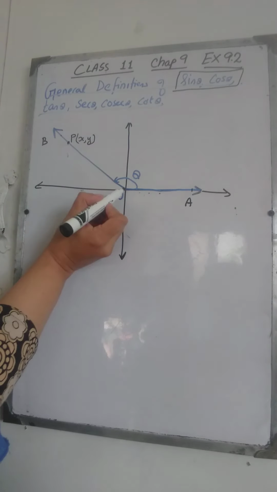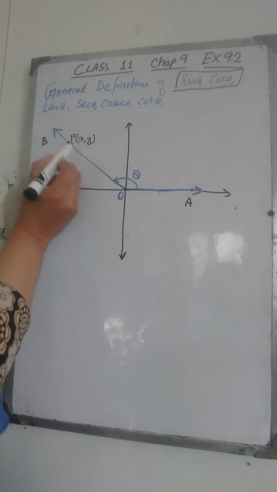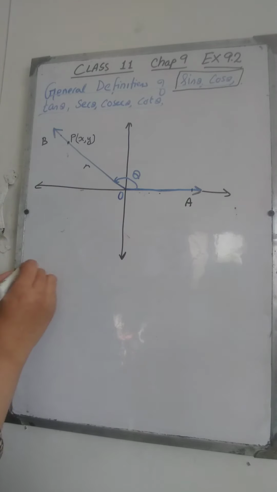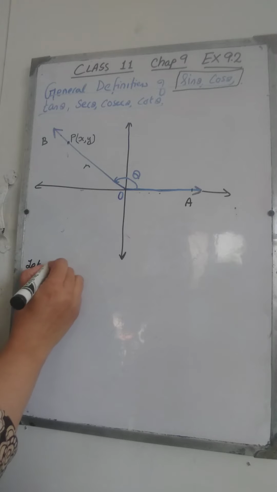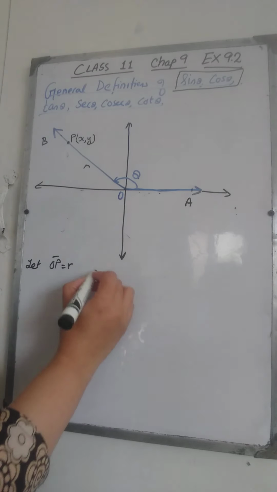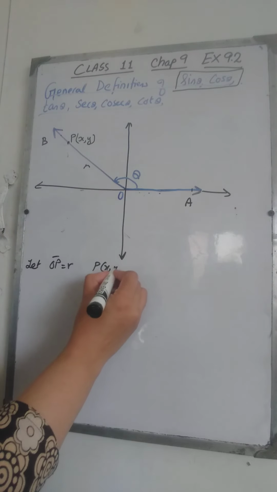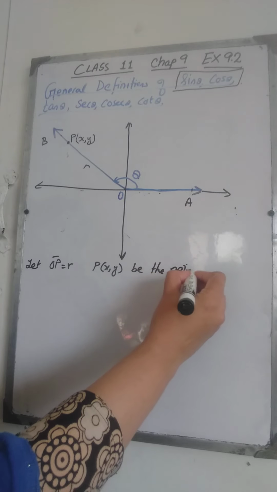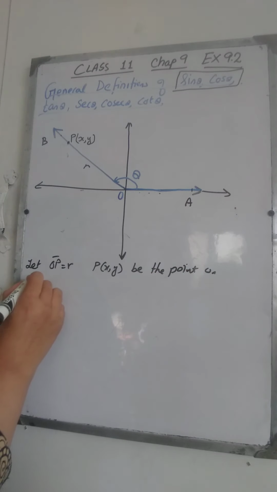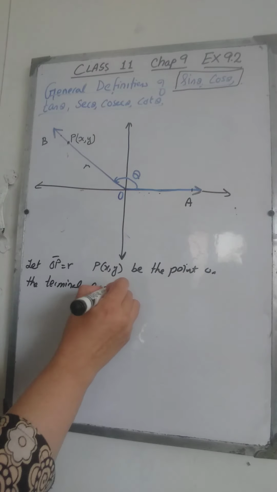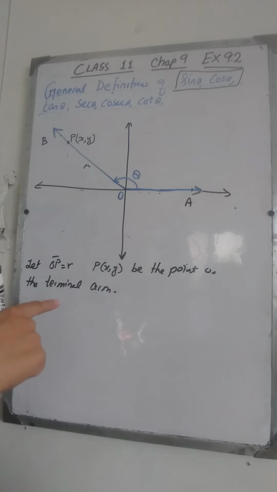Next, you are going to measure this distance. Let this distance OP be equal to R, and as it is distance, R is always positive. Let OP be equal to R, and let P(x, y) be the point on the terminal arm. So first you are going to place that angle in the standard position.